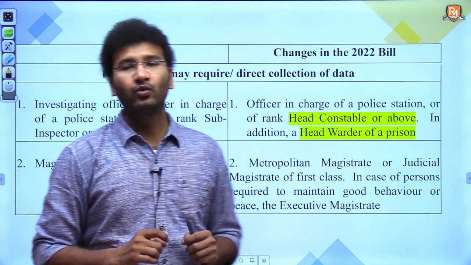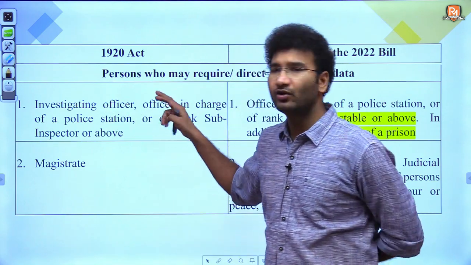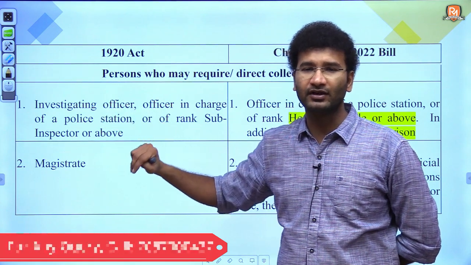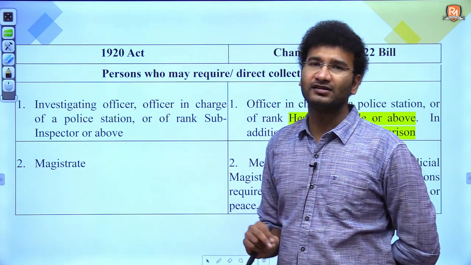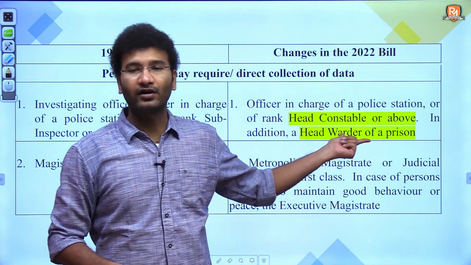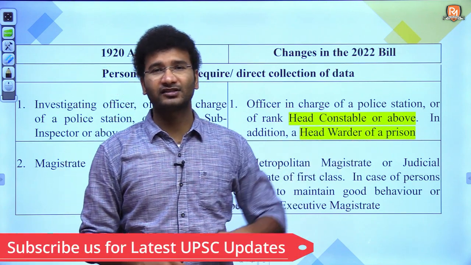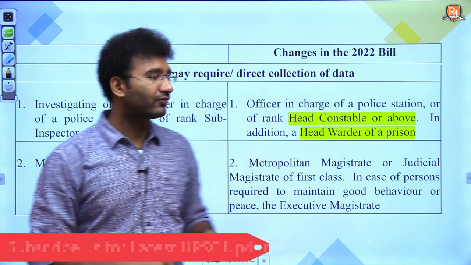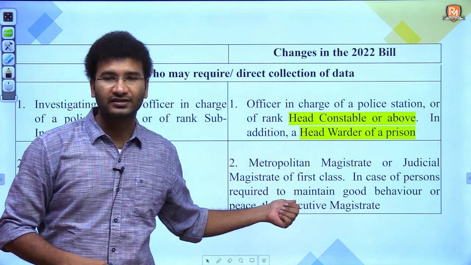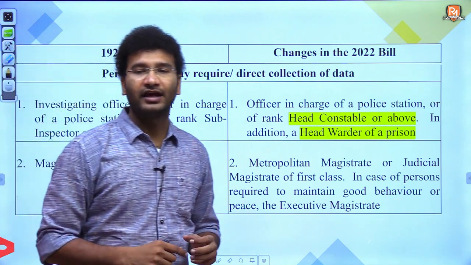It means: who has the authority to collect? I've already said that it is generally the investigating officer, that means a sub-inspector level or an inspector level investigating officer. Earlier, they used to collect the samples. Now, even the head warden of a prison, or even the head constable of that particular station, can collect samples. Apart from that, the metropolitan magistrate or the judicial magistrate of the first class, and, in the case of persons required to maintain good behavior or peace, the executive magistrate.